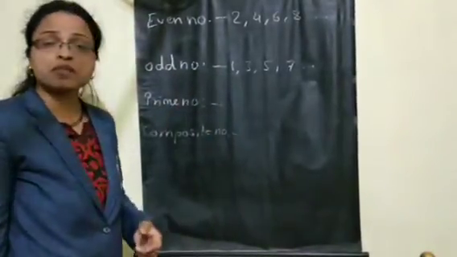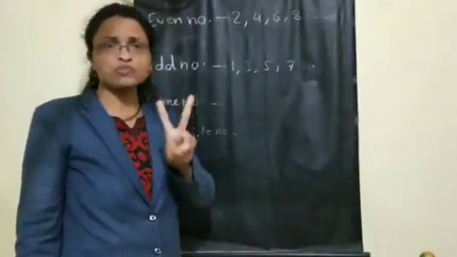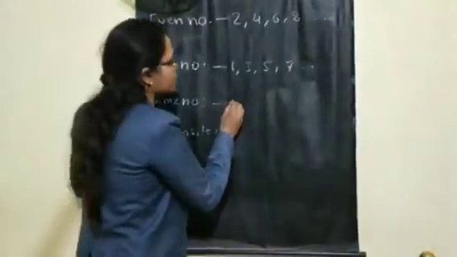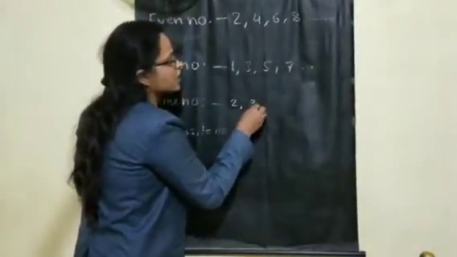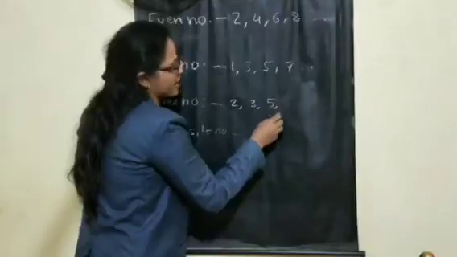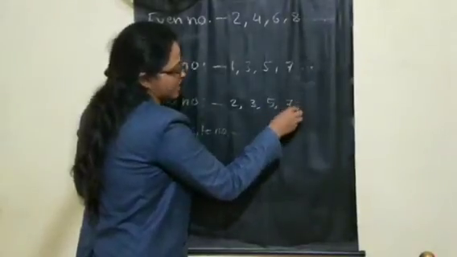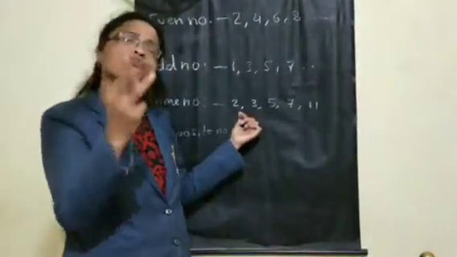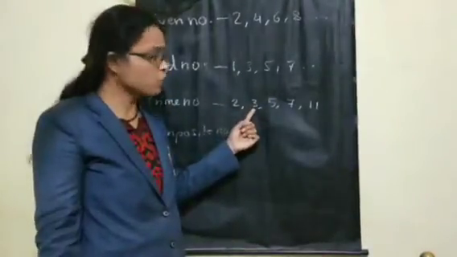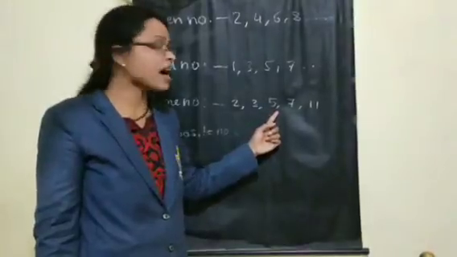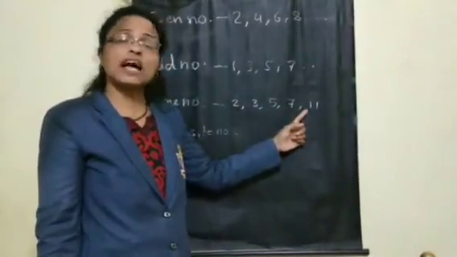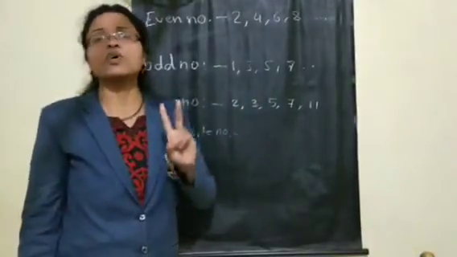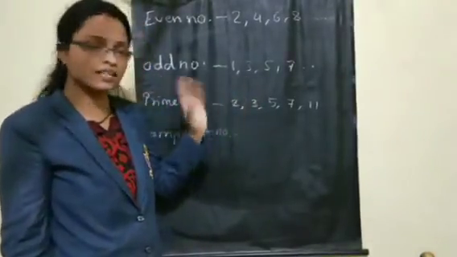Then a prime number means a number which has exactly 2 factors, 1 and that number itself. For example, 2, 3, 5, then 7, then 11. Such numbers have only 2 factors: 1 and 2, 1 and 3, 1 and 5, 1 and 7, 1 and 11 and so on. Such numbers are called prime numbers, having only 2 factors, 1 and that number itself.